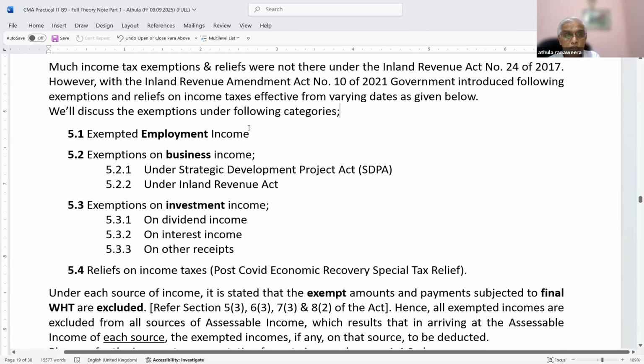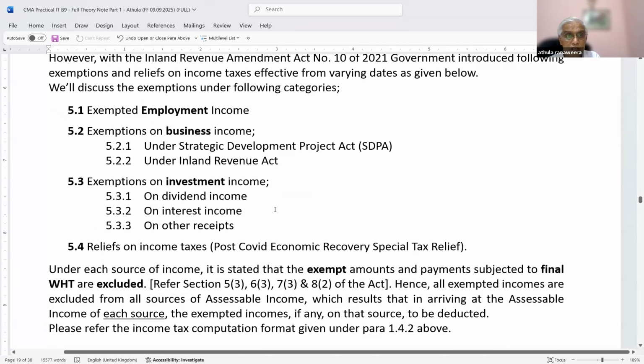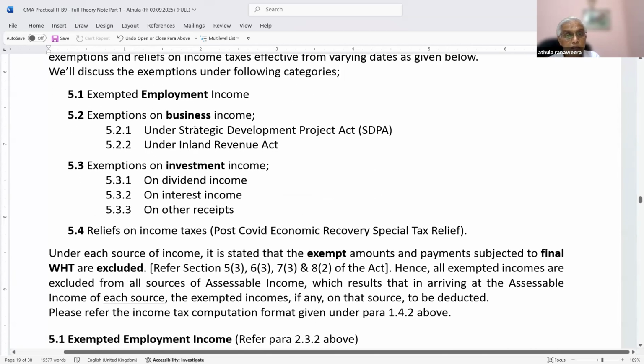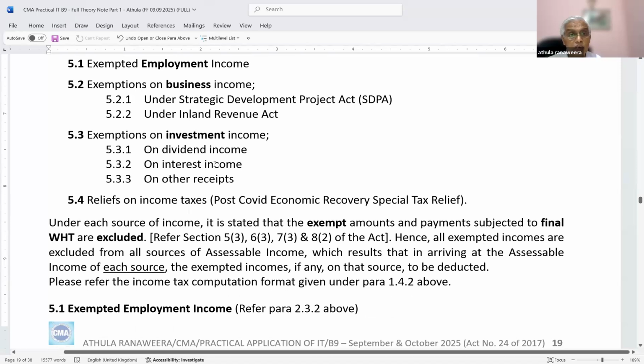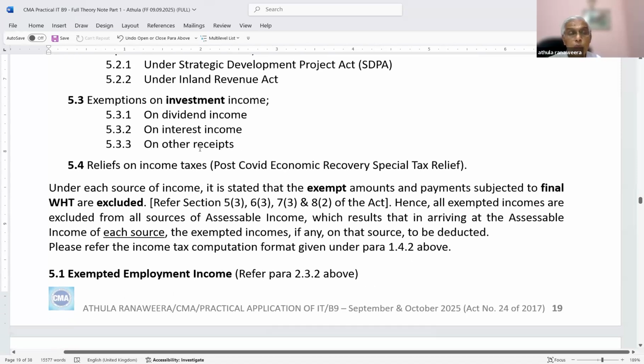Employment income I'm not going to discuss because Mr. Saman has covered that. Business income I have categorized into two: exemptions under the Strategic Development Project Act and exemptions under the Inland Revenue Act. Now, there are no more new exemptions under the BOI, which is why I have not included the BOI part here. Exemptions on investment income I have categorized into three for easy understanding: on dividends, on interest, and on any other. This is just for easy understanding.